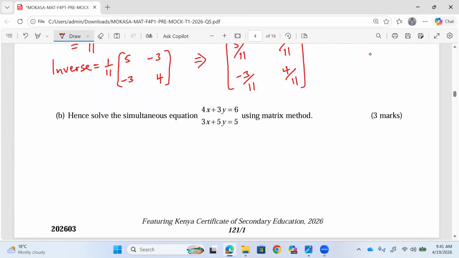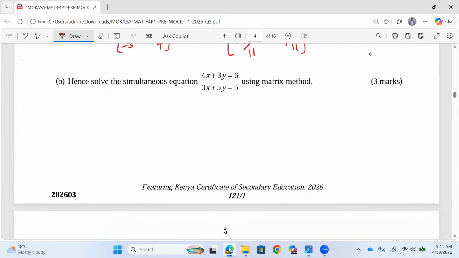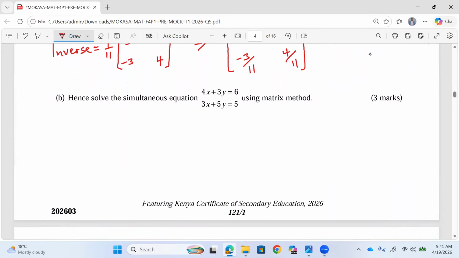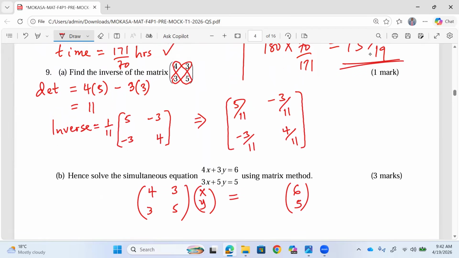Look at part B. Hence, solve the simultaneous equations 4x plus 3y equals 6, 3x plus 5y equals 5 using the matrix method. So the first thing that we're supposed to do is to extract the matrix equation, which has 4, 3, 3, 5, then the variables matrix, then the constants matrix 6, 5. Now we pre-multiply both sides of this matrix equation with the inverse of the coefficients matrix. And the coefficients matrix is what had been provided here.